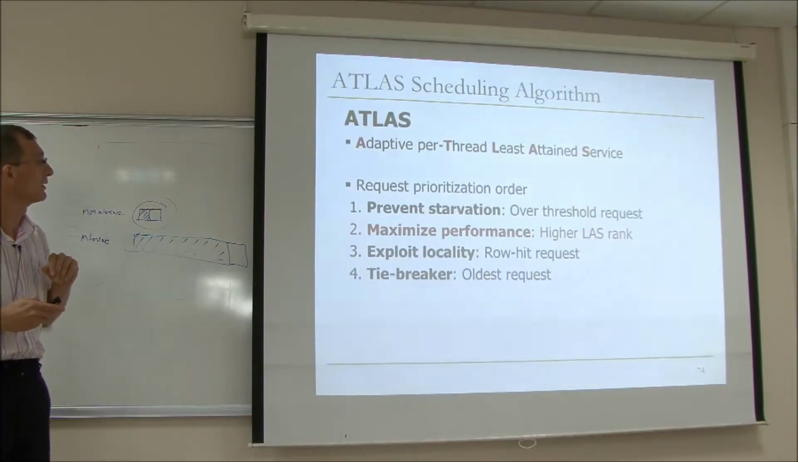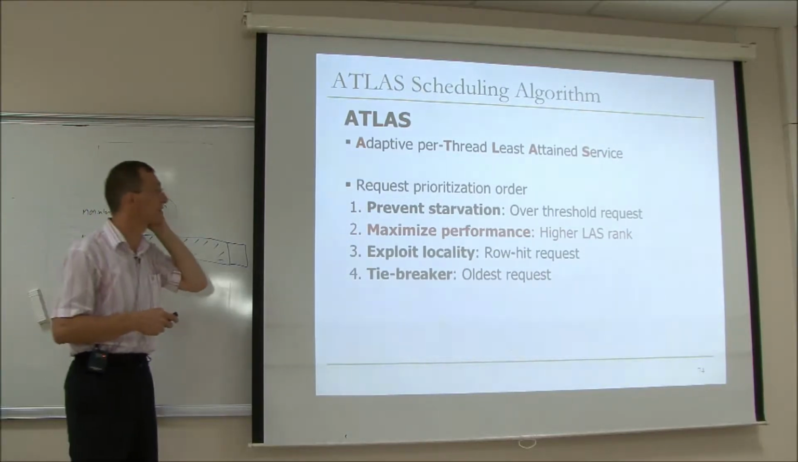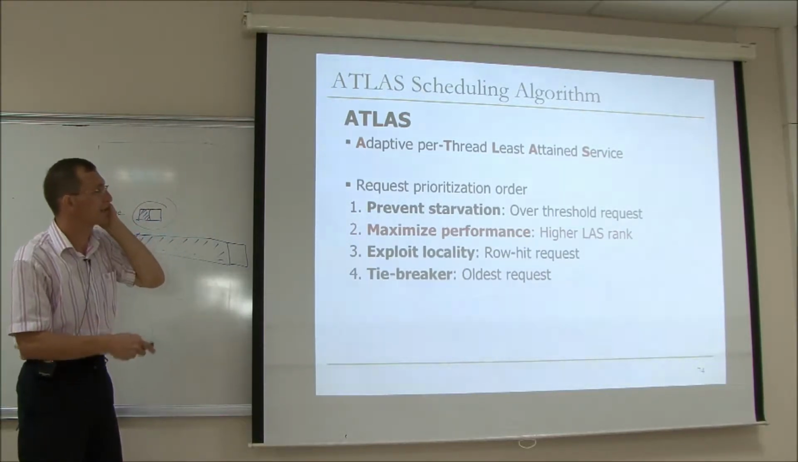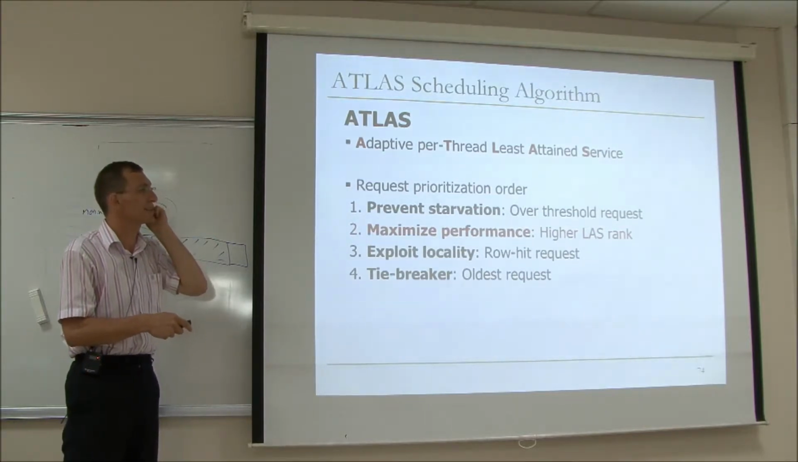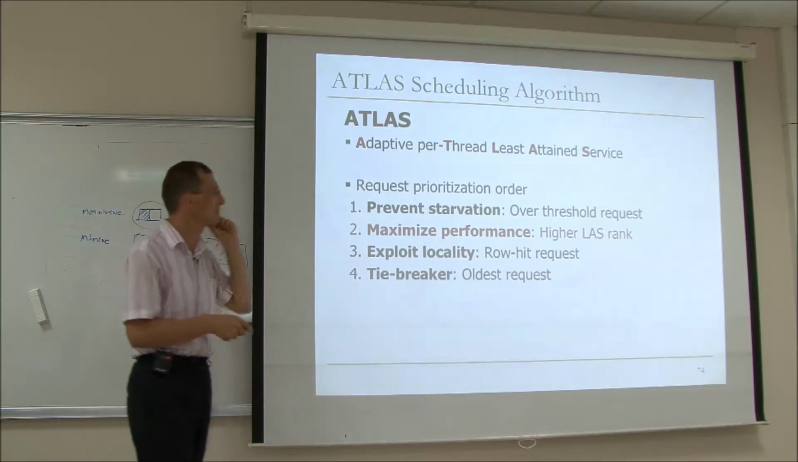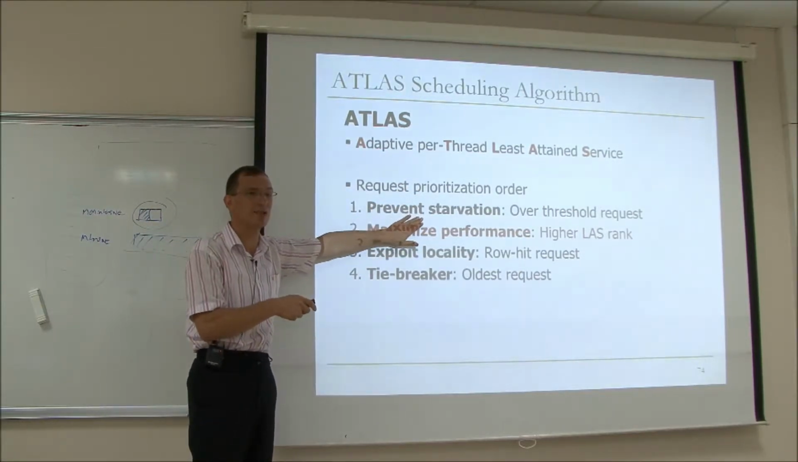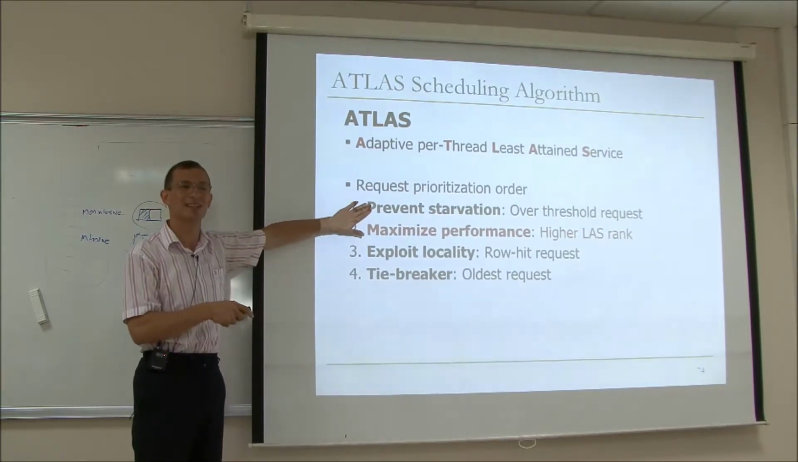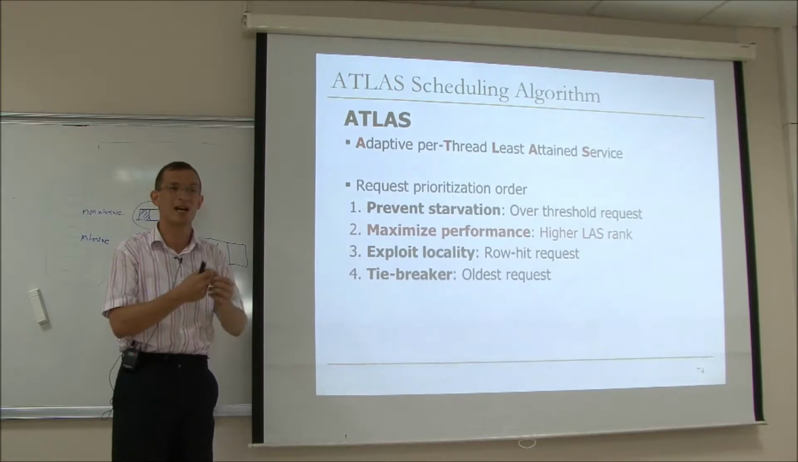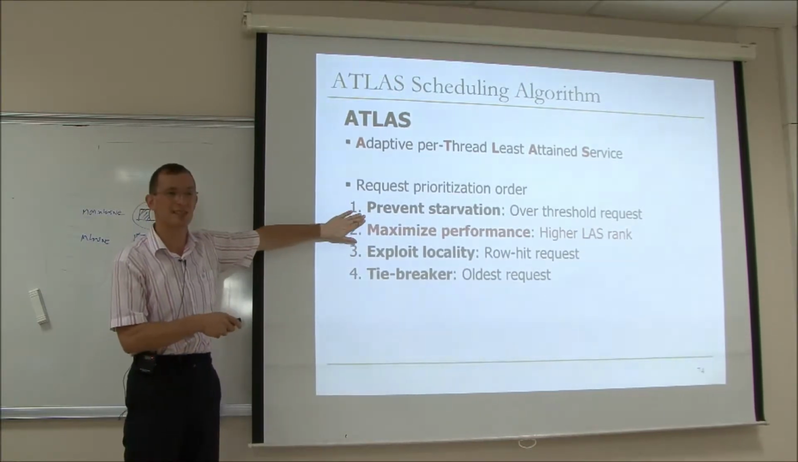Okay, so this is the scheduling algorithm. It's called adaptive per thread least attained service. And this is the request prioritization order. First, to prevent starvation, requests that have been outstanding for a long time, where long is like 10,000 cycles or 5,000 cycles, are prioritized over others. This doesn't happen much in our experiments, but you really need something like this, because we're prioritizing threads based on attained service. And in the worst case, we could actually starve a thread.